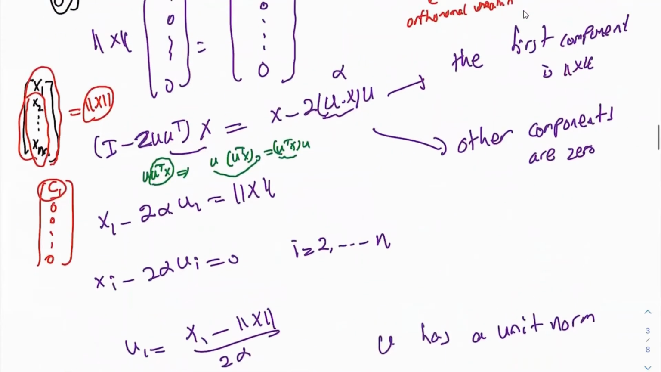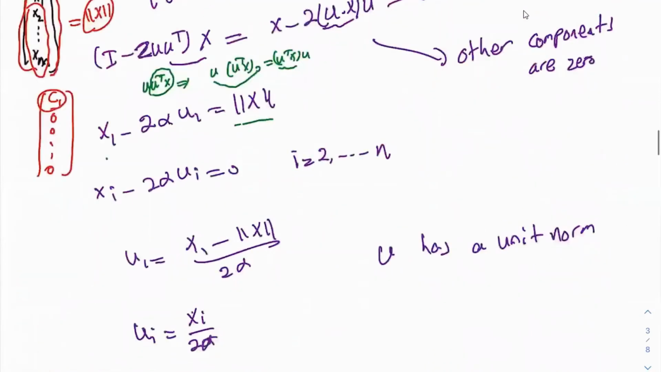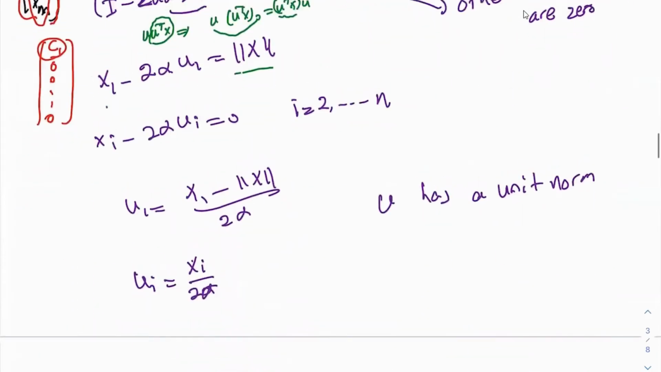So let's do this one. I'm going to have x1, the first component of x, minus 2 alpha u1 equal to norm of x. Why do I do that? Because of this, right? And all other elements, let's say we have n elements, to be equal to 0. Why is that? Because of this. Okay, good. So let's solve these equations. I want to find u. My goal is to find u.